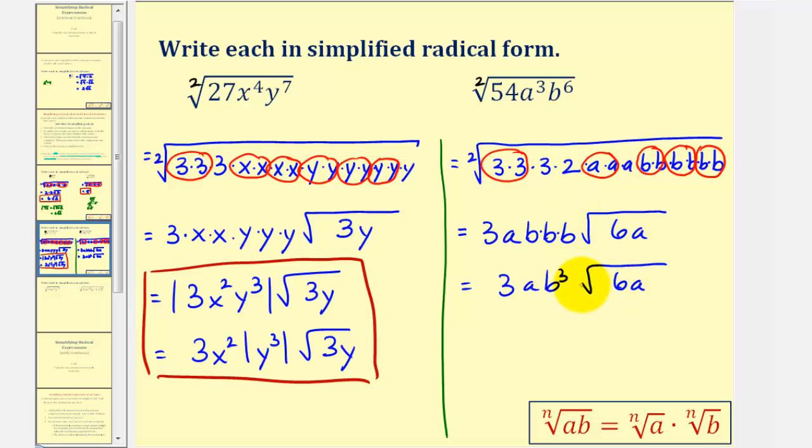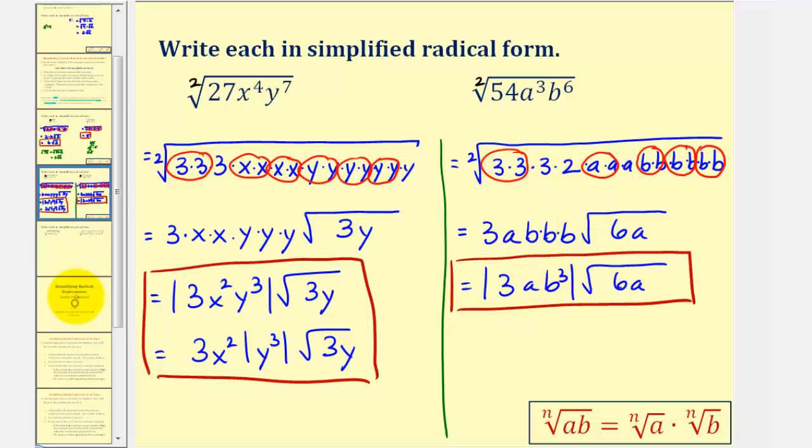Again, the index is even. We have odd exponents on the variables here, a to the 1st and b to the 3rd. So we must have absolute values around 3a b to the 3rd. We don't have to include the 3, but it's not wrong to. Again, this assures that a b to the 3rd would be positive, which must be true because the index is even. Let's take a look at 2 more examples.